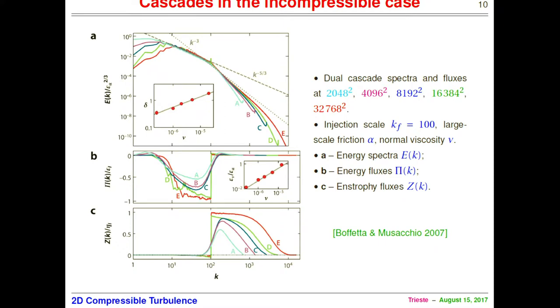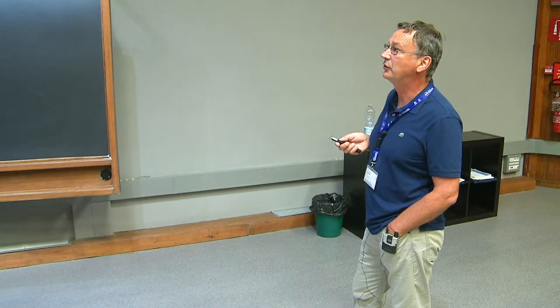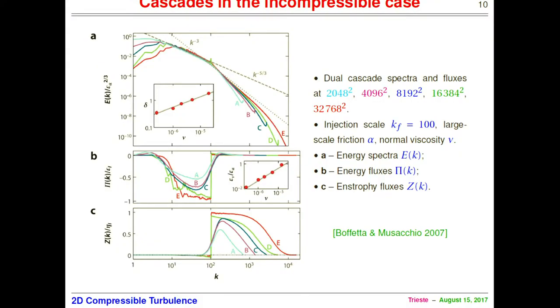The highest resolution case is 32,000 squared, and this is the red line here. This simulation is not evolved for a very long time, so this part of the spectrum is still evolving, developing, and you see kind of a bottleneck here, I think. So it's not clear whether we see a k to the minus 5/3, but the spectrum here is also a little bit steeper than k to the minus 3, which is normal. Okay, the spectral fluxes: for the kinetic energy here, we see a very flat, nice spectral flux, and the same goes for the entropy.